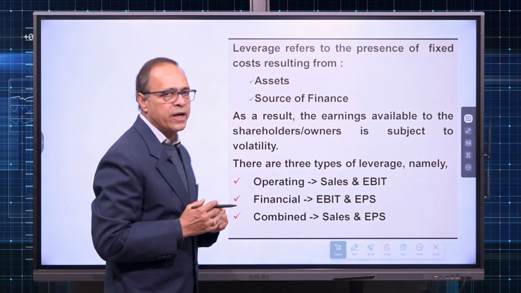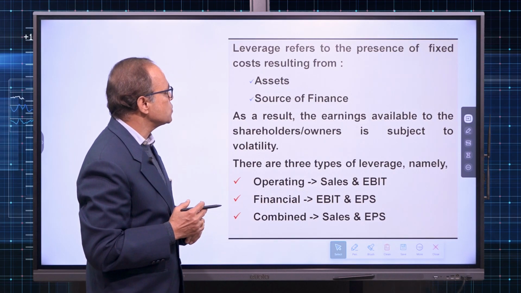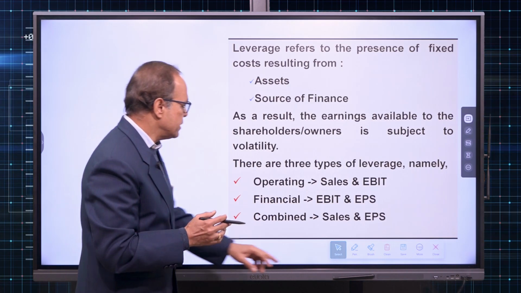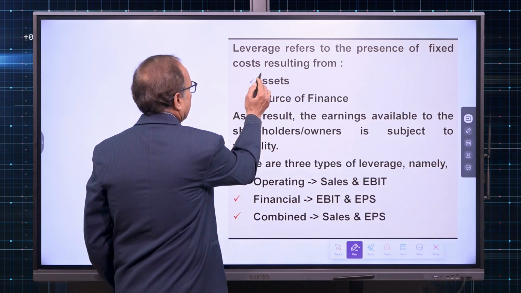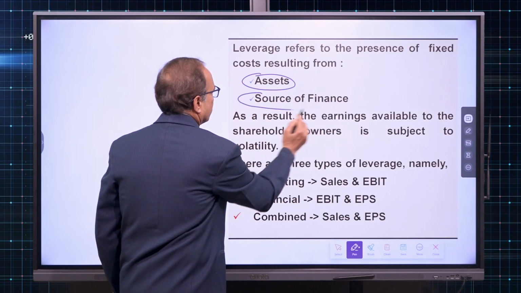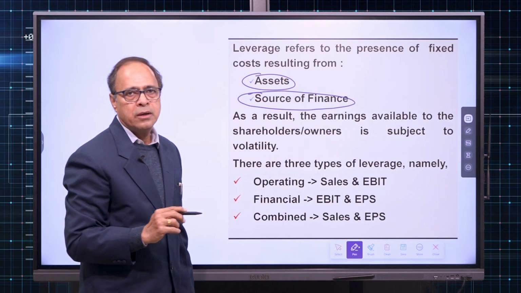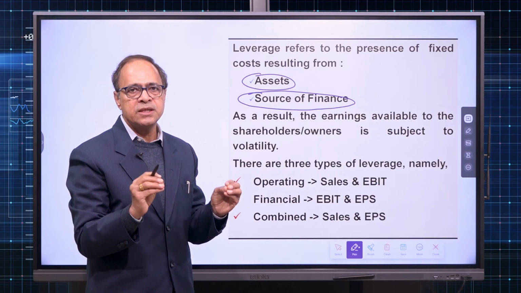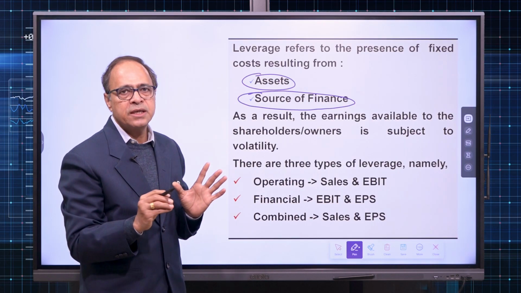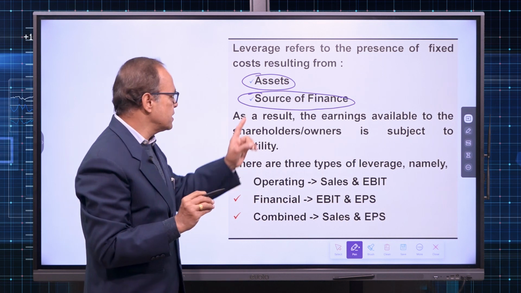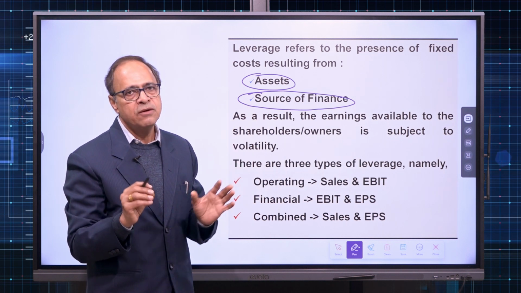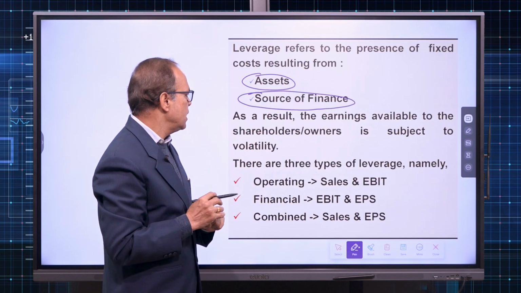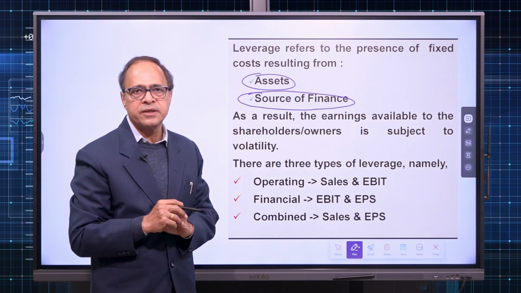Now, as I defined earlier, leverage refers to the presence of fixed cost resulting from two elements, either from assets or from sources of finance. Apparently one indication is there. The leverage resulting from assets is the operating leverage, and leverage resulting from source of finance is the financial leverage.